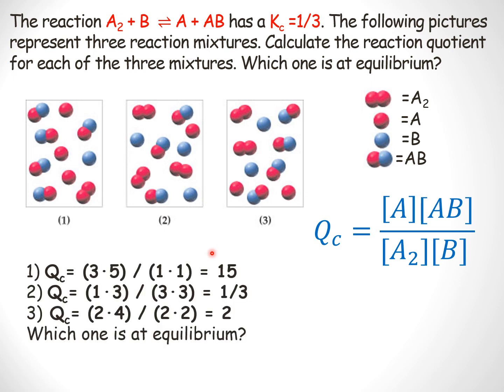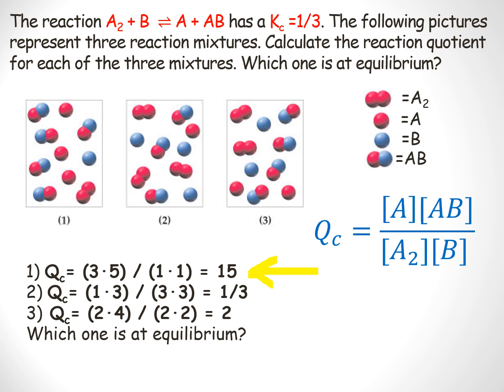So for the first scenario, we have 3 molecules of A, and 5 molecules of AB, so that's 15, and then we have only 1 B and only 1 A2, so it's 15 divided by 1, which is 15. So 15 is a number that's way larger than the value of the equilibrium constant. This is a situation where Q is too big and has to decrease. For Q to become smaller, we need to make this number smaller or this number larger. To make this number smaller, we need to have less of the products, so the reaction needs to shift in this direction.